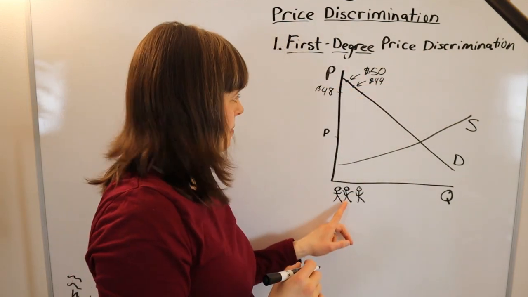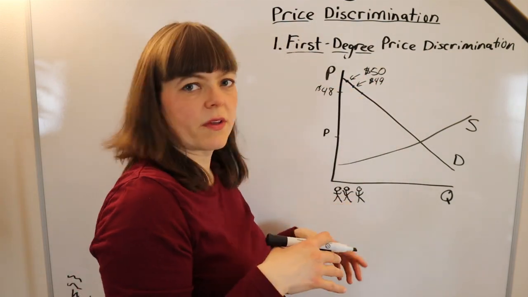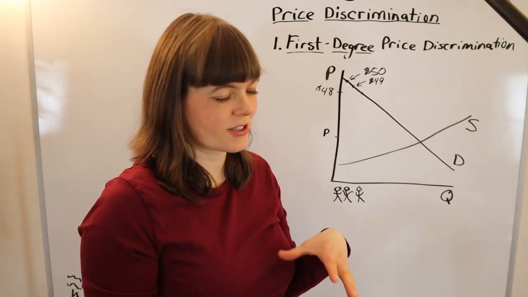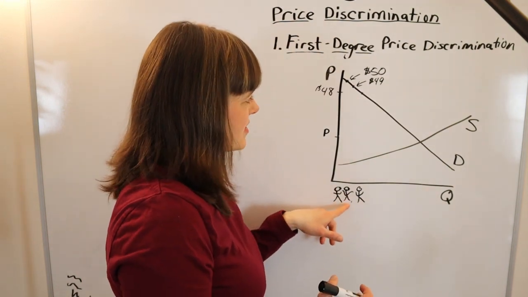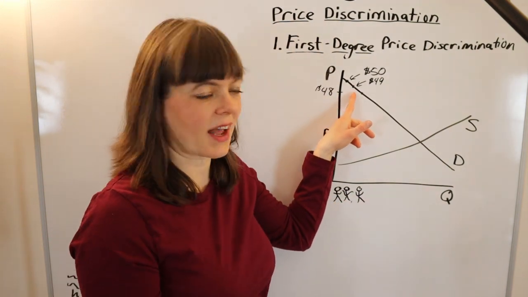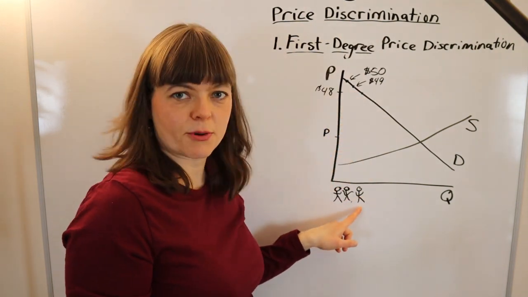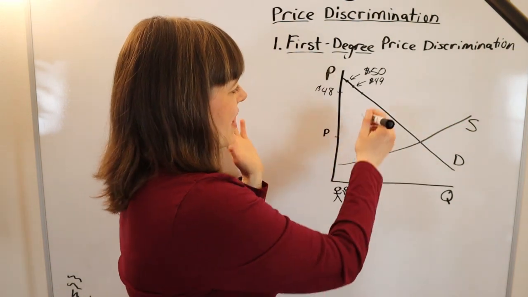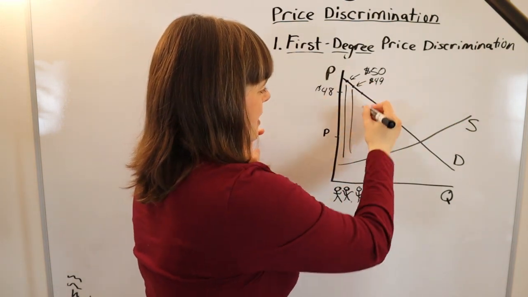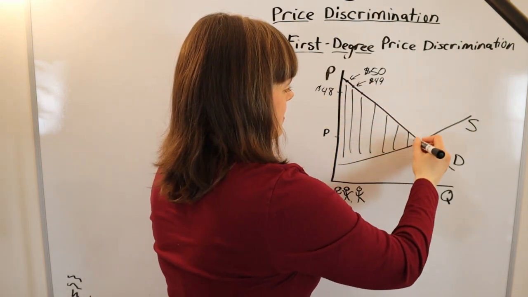This person is willing to pay $49. So with this theoretical first-degree price discrimination, the company charges this person $49 exactly. They charge this person $48 because that's how much this person values it at. And because of that, this entire area is going to be producer surplus.